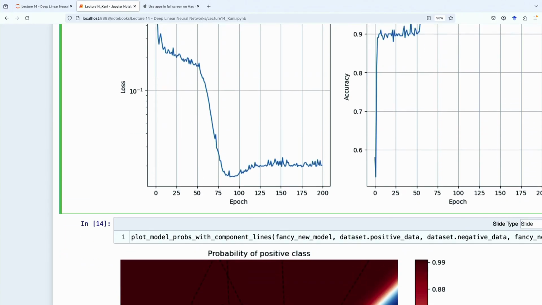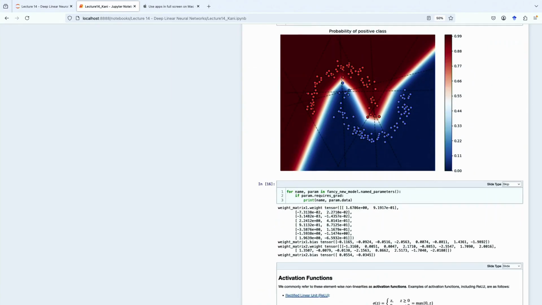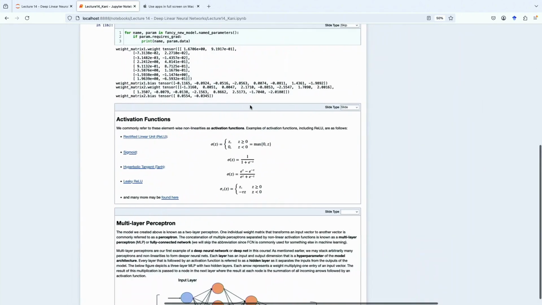I think all of that makes sense. Any questions so far? No? Okay. So that is the concept behind a deep neural net.